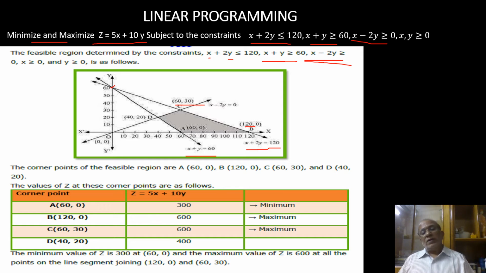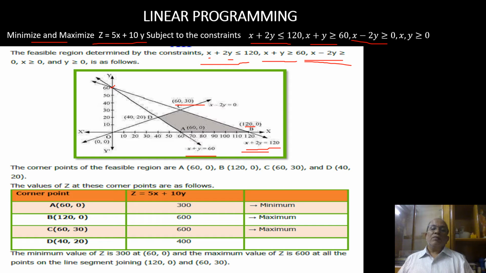Now we'll talk about the feasible region. As you see, the first inequality is x plus 2y less than or equal to 120, and from earlier questions we have already understood that whenever there is a less than or equal to sign, the area including the origin will be our answer, our feasible region. As we put x equal to 0, y equal to 0, we get 0 less than 120. So this is the triangle. This bigger triangle is the solution for the line x plus 2y equal to 120.